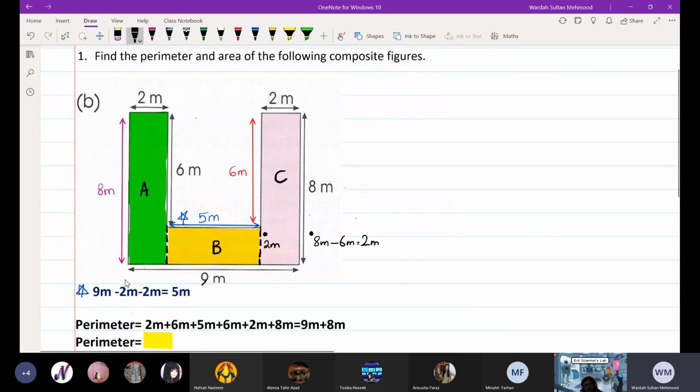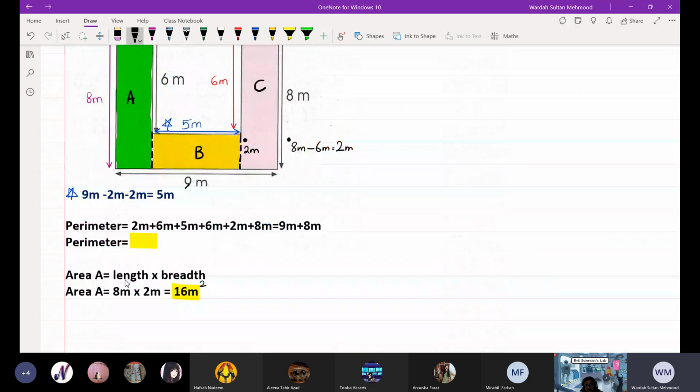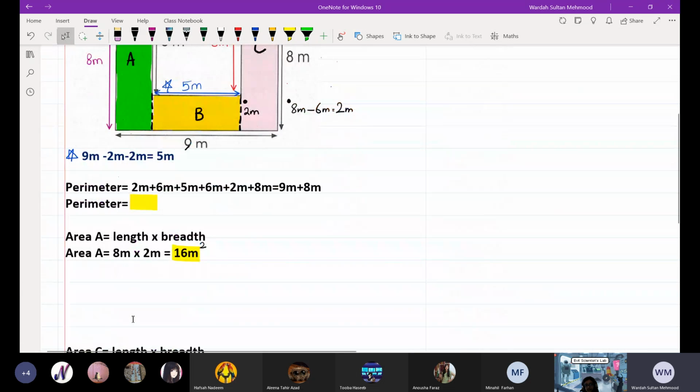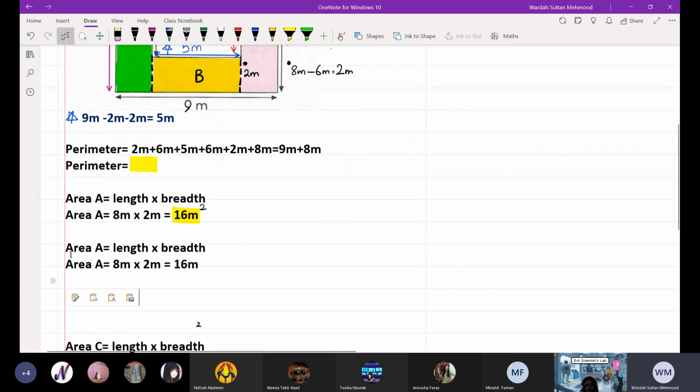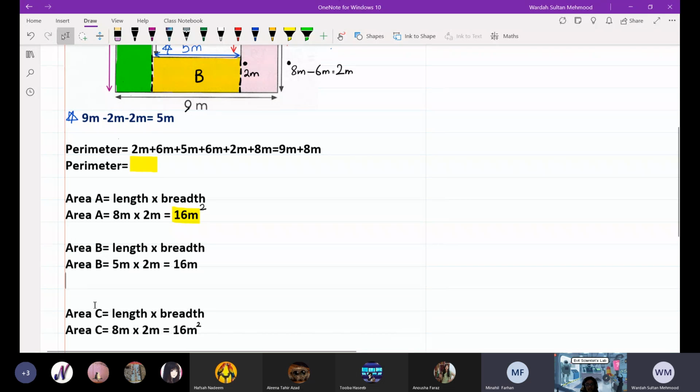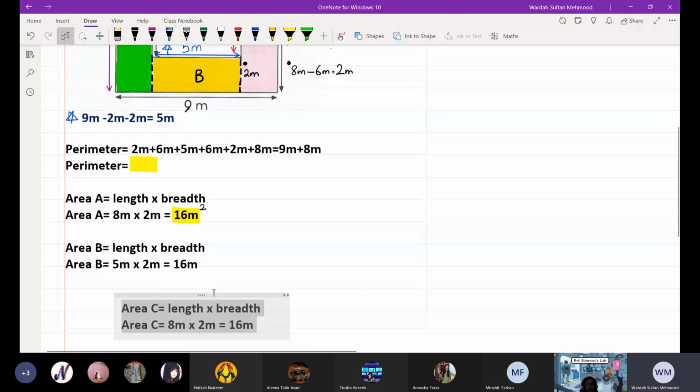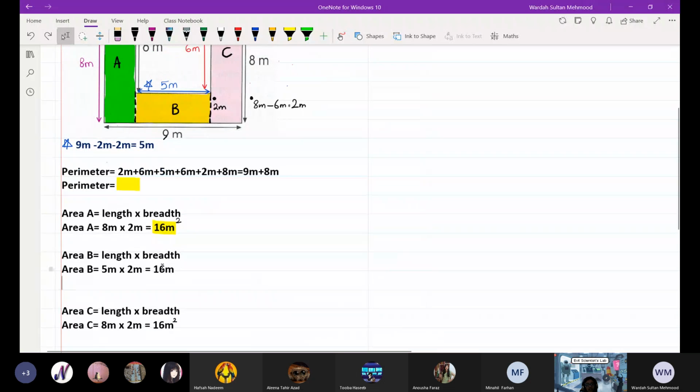All right. Now, the length is 5 meters for B. The breadth is 2 meters. What is going to be the area for B? Yes, what is area equal to? Length multiplied by breadth. Yes, 5 meters times 2 meters equals what? 10 meter squares. I will just add the square. Give me a second.